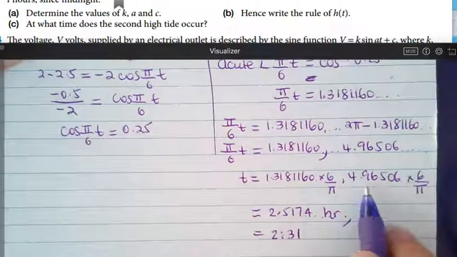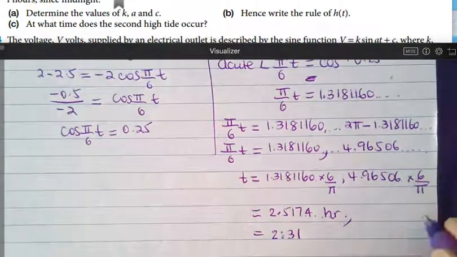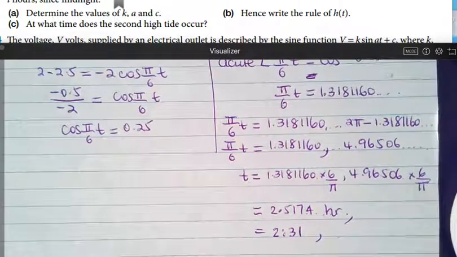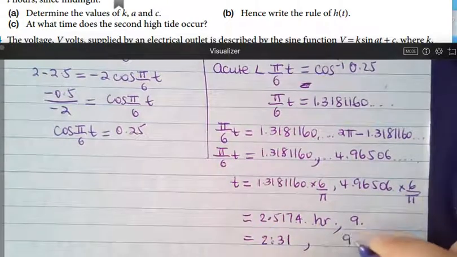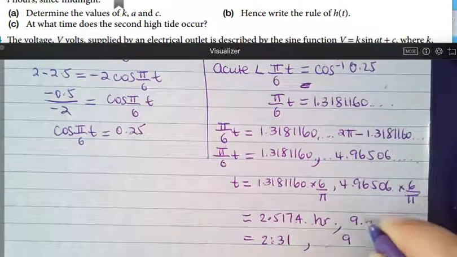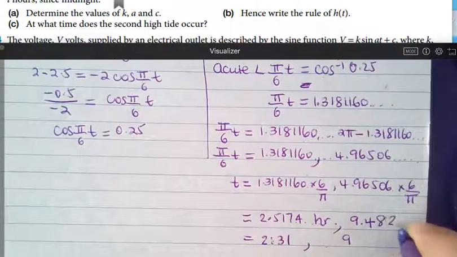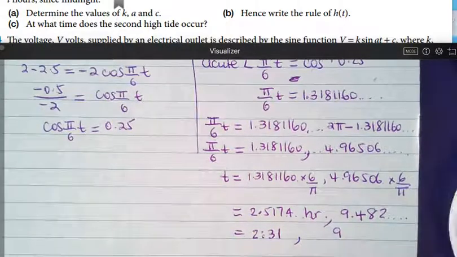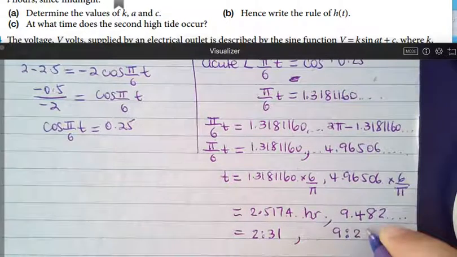And the other one, the 4.96506 times 6 on pi. So these are in hours. Give it to me as a decimal. So that should be 9.4 something. Etc. So that's just under 9.5 hours. So 9 hours and 20, is it closer to 28 or 29?